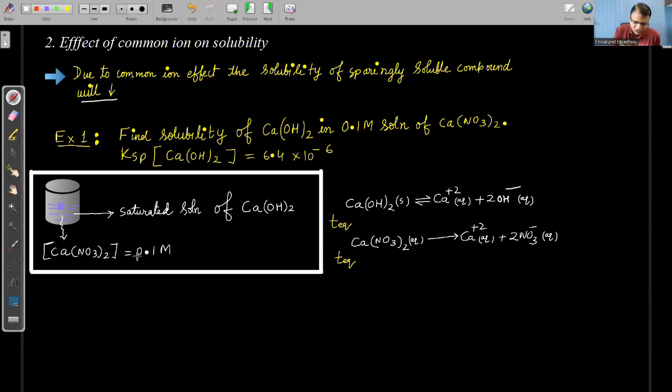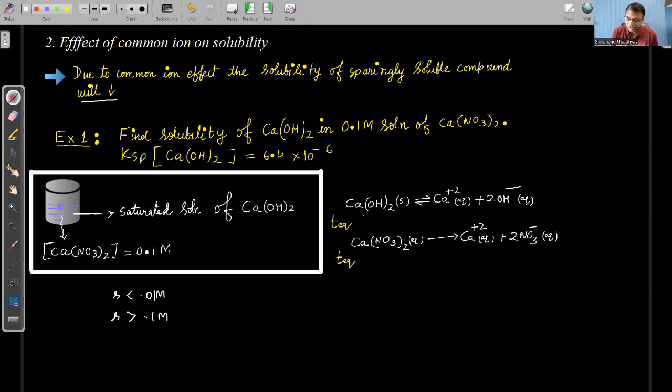And in this solution, calcium nitrate is a soluble salt, because when you go through NCERT, they have mentioned that if the solubility is less than 0.01 molar, then it will be sparingly soluble. If the solubility is greater than 0.1 molar, then it will be a soluble compound. So calcium nitrate is a soluble compound. Here this solution is not saturated with respect to calcium nitrate, just the concentration of calcium nitrate is given, that is 0.1 molar. If nothing is mentioned, these salts are examples of strong electrolytes, so they are 100% dissociated.